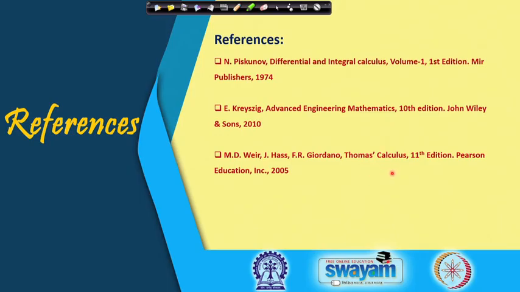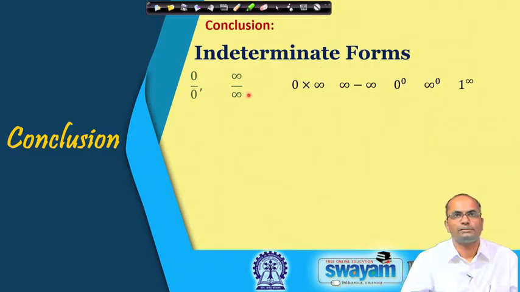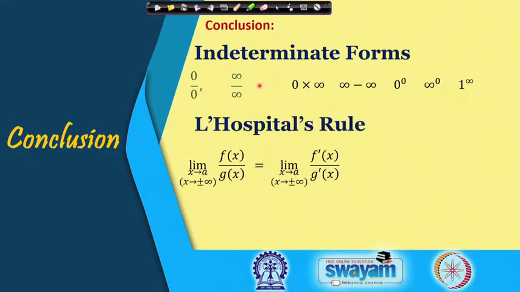So, what did we learn today? These indeterminate forms may take several forms like 0 by 0, infinity by infinity, 0 into infinity, infinity minus infinity, 0 power 0, infinity power 0, 1 power infinity. So, what we have learned today is how to compute such limits when we have the 0 by 0 or infinity by infinity forms.